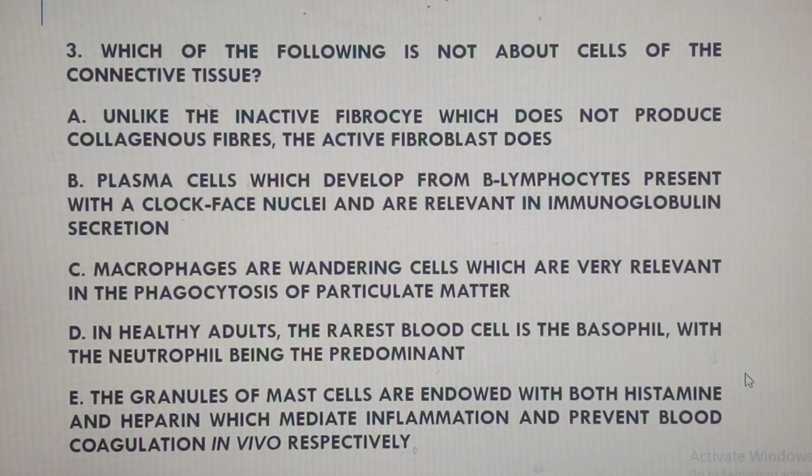Now let's look at option E. Option E says the granules of mast cells are endowed with both histamine and heparin, which mediate inflammation and prevent blood coagulation in vivo, respectively. Yes, that's a very true statement. You get to know that the granules of basophils, upon degranulation, release only histamine. But apart from releasing histamine, the granules of the mast cells can also release what we call heparin.